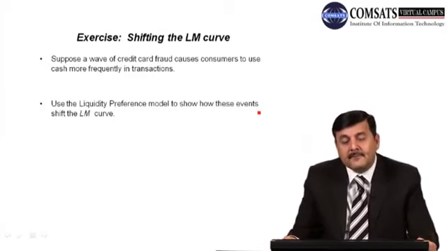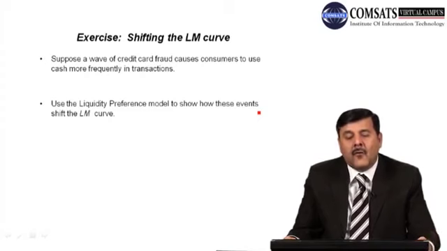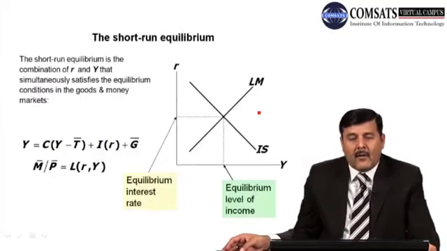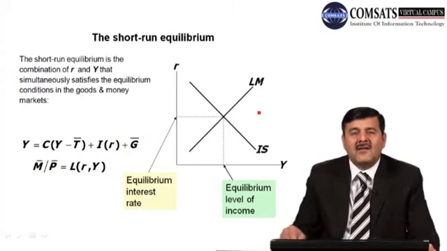Okay, अगर वेव ऑफ क्रेडिट फ्रॉड निकल चलती है और कंज्यूमर को फोर्स करती है to use cash more frequently in transactions, means the demand for money बढ़ गई. So what will happen to the LM curve? This is what you are going to draw at home. Now where will be the short-run equilibrium? And now we bring both these two curves.